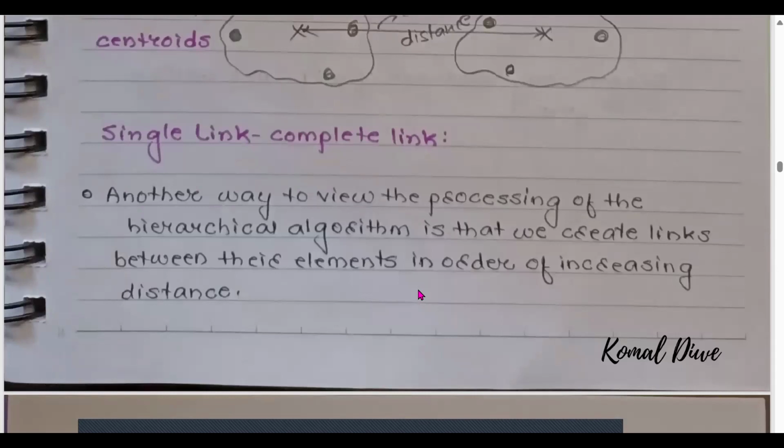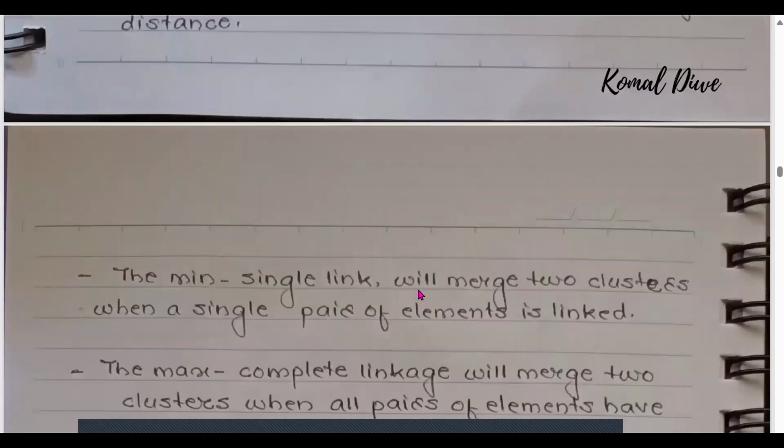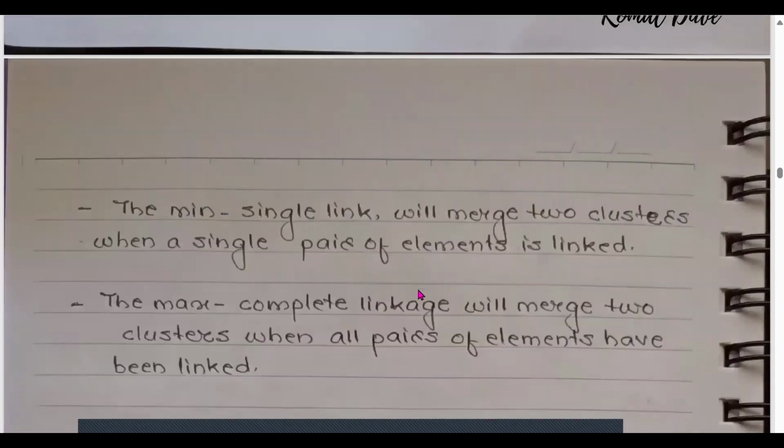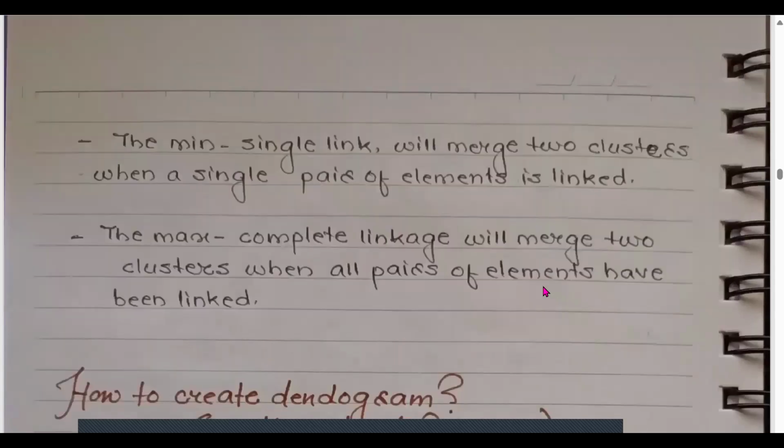Another way to view the processing of the hierarchical algorithm is that we create links between the elements in order of increasing distance. The minimum, single link, will merge two clusters when a single pair of elements is linked. The max, complete linkage, will merge two clusters when all pairs of elements have been linked.